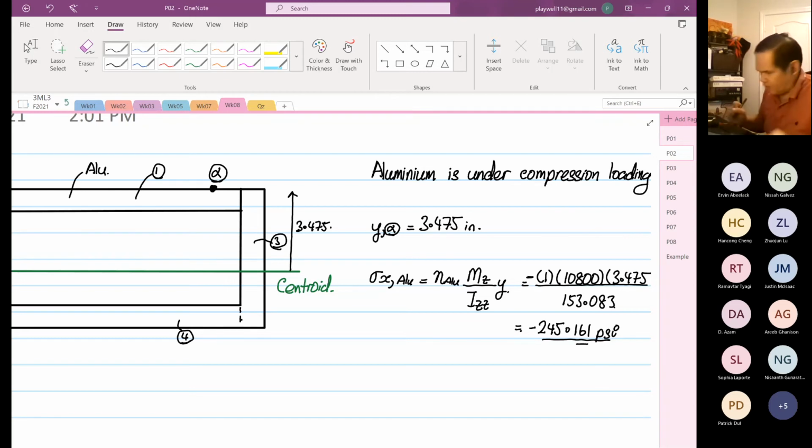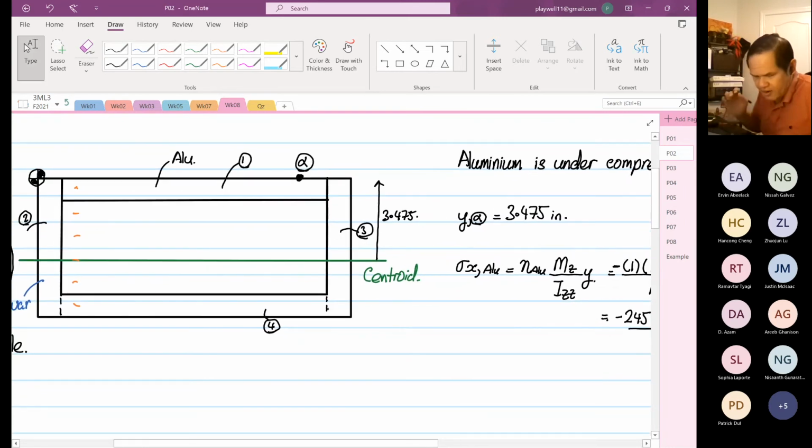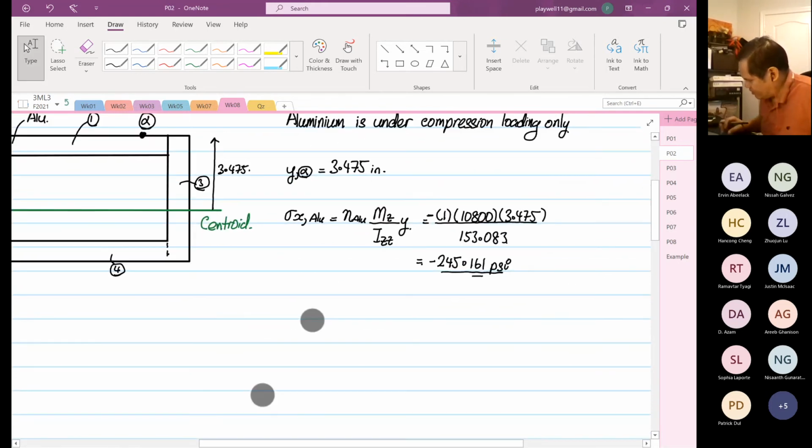Okay. So now the next question is to determine, as I said, the question only asks to determine the maximum stresses. Okay. So next we are going to calculate Kepler.